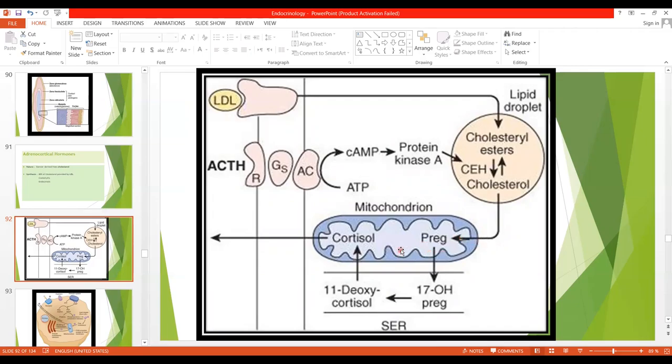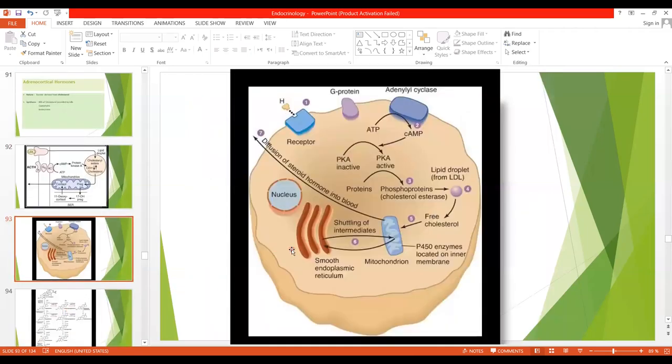Then the further steps of synthesis occur in the mitochondria and the endoplasmic reticulum. I will tell you what the steps of synthesis are. First, here is another diagram from Ganong. As you can see, low-density lipoprotein is providing the cholesterol for the synthesis of steroid hormones. This cholesterol goes towards the mitochondria, and the whole process of synthesis takes place between the mitochondria and the smooth endoplasmic reticulum. Once the steroid hormones are formed, they diffuse into the blood.